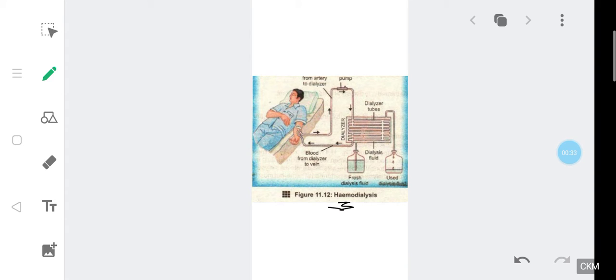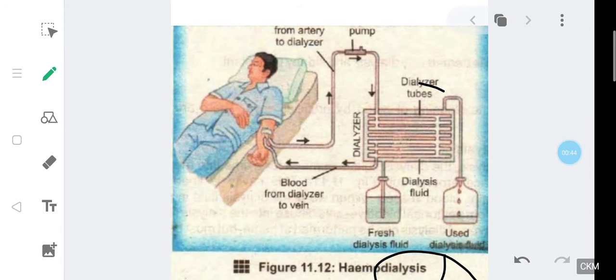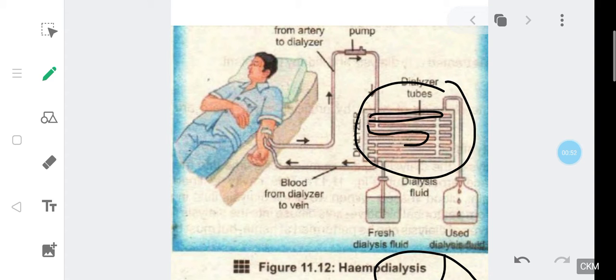Hemo means blood and dialysis means the artificial way to clean the blood or filter out the waste material from the blood. In hemodialysis, a machine named a dialyzer is used. In the dialyzer there are dialyzing tubes, and these tubes are made up of semi-permeable membrane. Now, students, what is happening here? Basically, the artery is used to take the blood out of the body. The blood is taken out from the artery and moved towards the semi-permeable membrane dialyzing tubes.